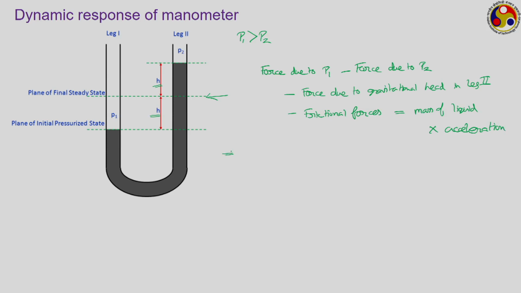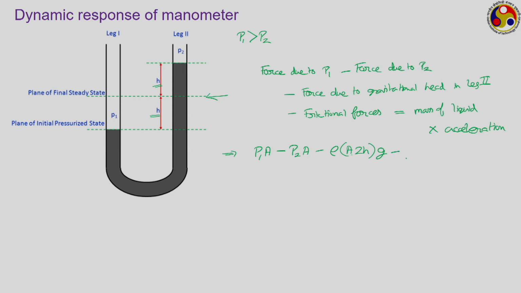So, how can you write this? Force due to pressure P1 into A, where A refers to the cross section area of this manometer. We have assumed it to have a uniform cross section. Similarly, it is P2 into A. Now, how much is the force due to the gravitational head? How much is the corresponding volume of this fluid? With density rho, the volume is A into 2h, and this is against the gravitational force g. This is the corresponding gravitational head, minus the frictional forces.